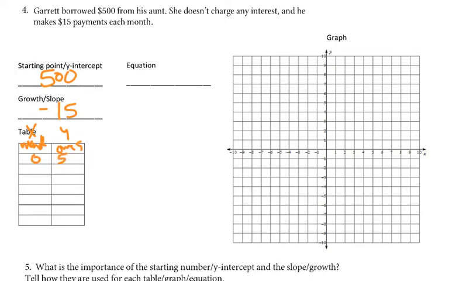So we start out by owing $500. Then after that first payment, it'll be $485. I don't want to mess these up, so I'm going to just use this. Then it'd be $470, $455, $440, $425, and $410.